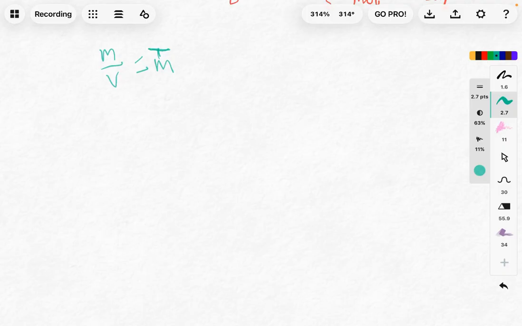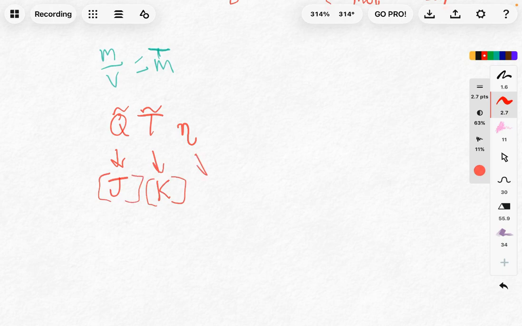We have also defined two new concepts. Those would be the heat, well, actually three new concepts. The heat, the temperature, and the number of moles. And again, heat is just joules. Temperature would be Kelvin or Celsius. And number of moles is just molar unit.